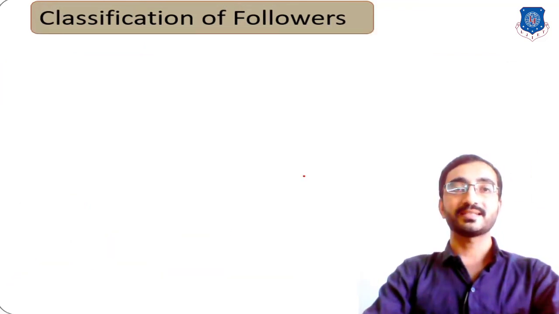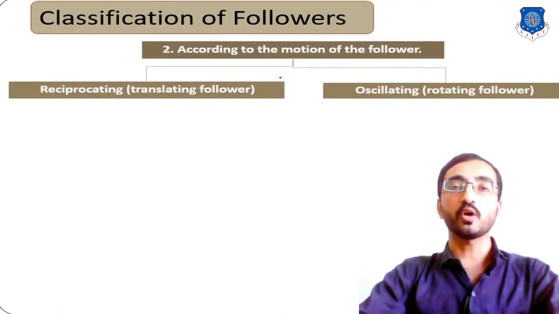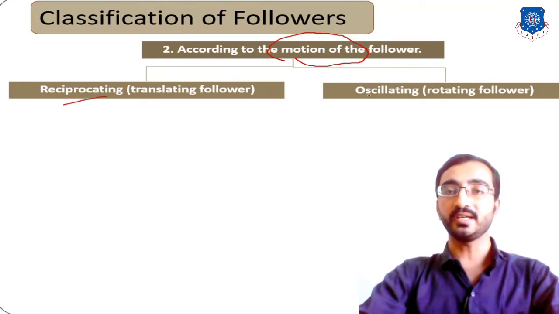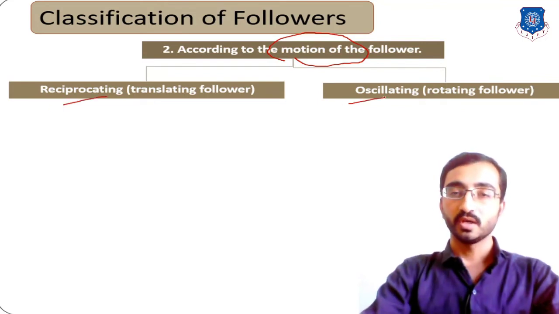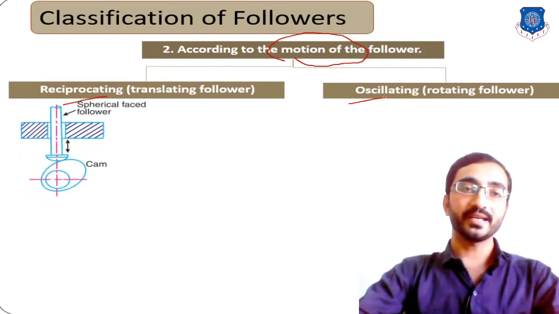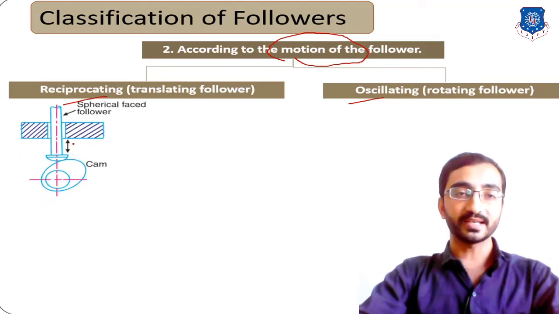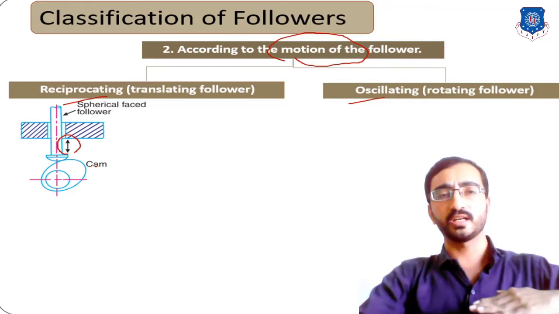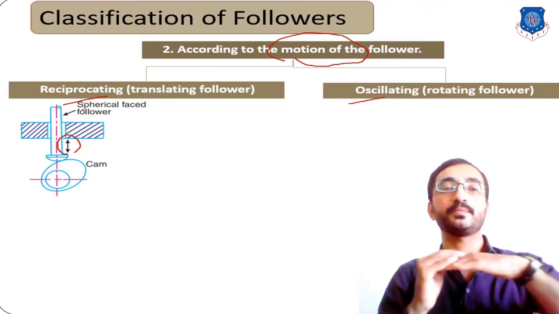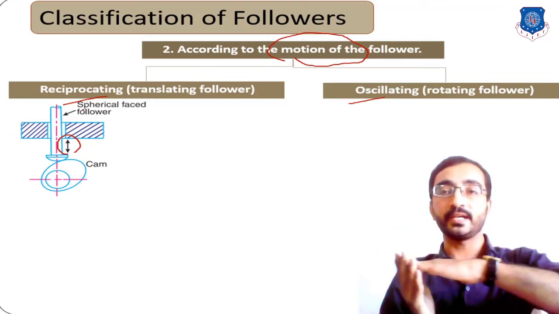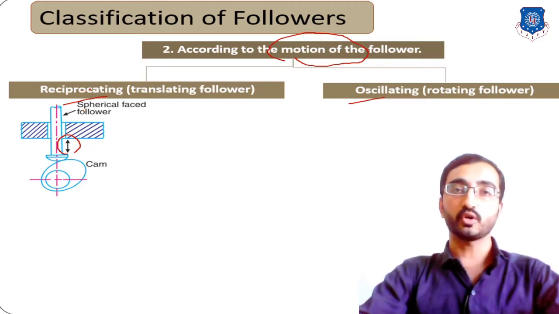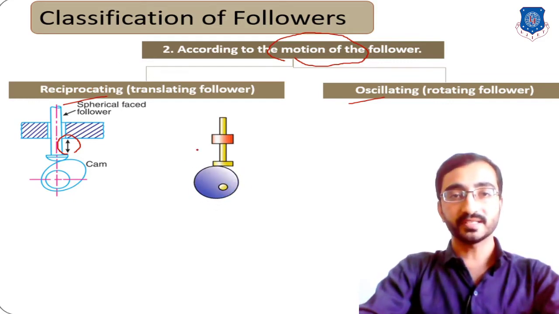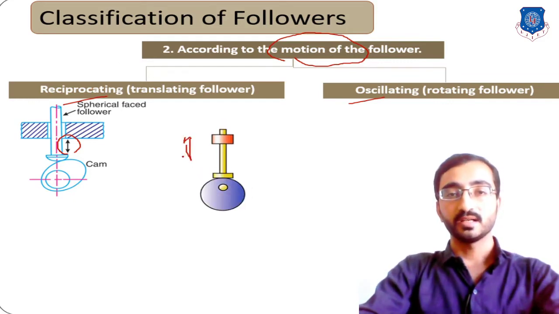Now let's learn the second type of follower, which is according to the motion of the follower, how the motion is occurring, either reciprocating or oscillating. According to motion they are classified into 2 categories. First, reciprocating. If we have a motion either vertical, inclined or horizontal, wherever it is, but it must be reciprocating, or in other words translating motion, then it is termed a reciprocating type of follower. As you have seen in the previous diagram, in this way you will have a reciprocating motion.